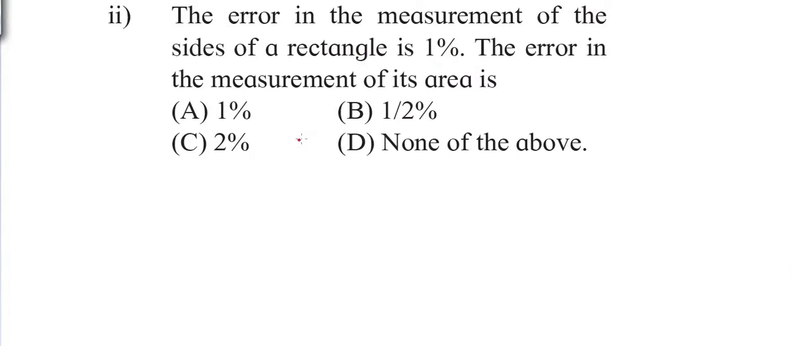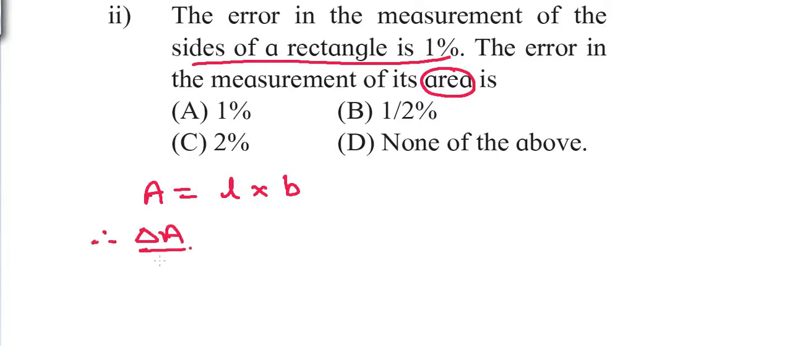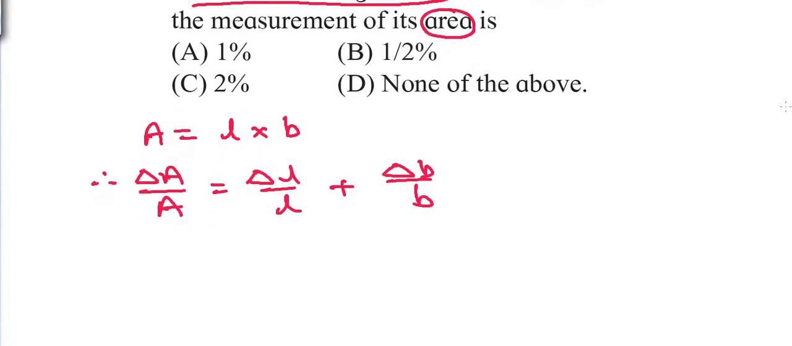MCQ number 2. Error in the measurement of sides of a rectangle is 1%. Then find the error in the measurement of area. Now sides are length and breadth for a rectangle. Therefore area of rectangle is equal to length multiplied by breadth. Now from the formula for error in terms of product, we know that the relative error in the measurement of area, delta A upon A, is equal to relative error in the measurement of length plus relative error in the measurement of breadth. Now multiply by 100 and we get percentage error.